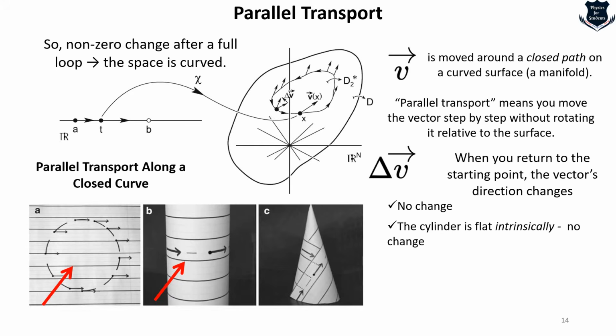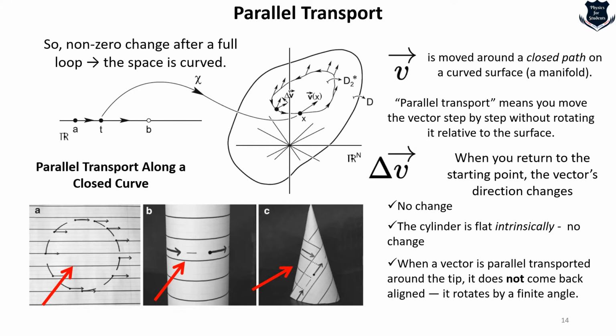That means the surface is flat. There is no change. The second part, as it shows, the cylinder is flat intrinsically. You can unroll it into a plane. That means again parallel transport around the loop of the cylinder gives no net change in direction.